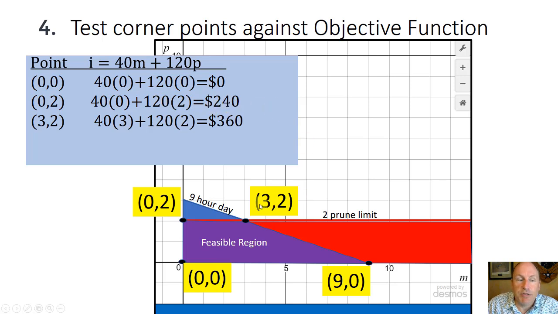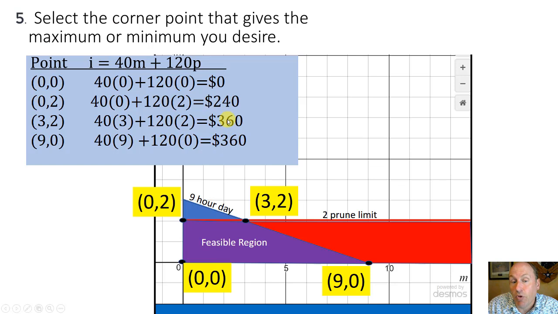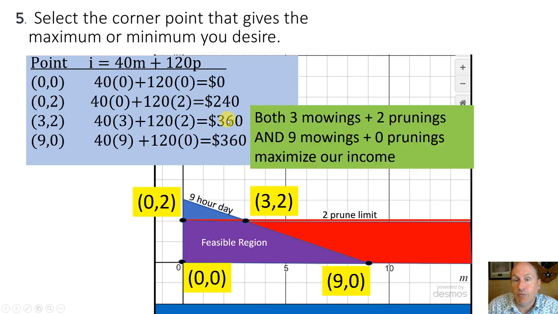If we test 3, 2, we get 40 times 3 plus 120 times 2 equals $360. And if we test the final corner point, 9, 0, we get 40 times 9 plus 120 times 0 is $360. So the conclusion is actually both of these last corner points are acceptable maximums. Either 3 mowings plus 2 pruning jobs or just 9 mowing jobs both maximize our income for the crew for the day. That's how linear programming works.